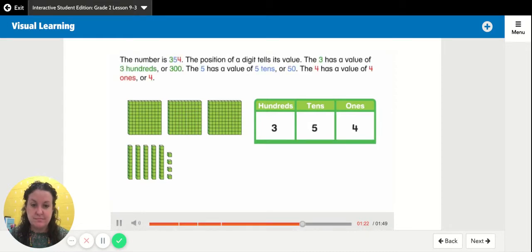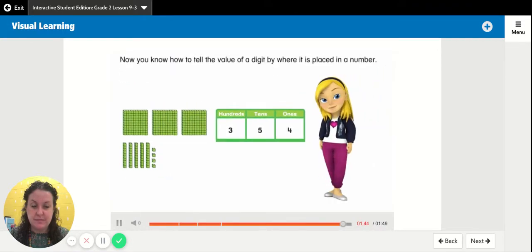The number is 354. The position of a digit tells its value. The 3 has a value of 300, or 300. The 5 has a value of 50. The 4 has a value of 4 ones, or 4. Now you know how to tell the value of a digit by where it is placed in a number. And you can probably relate this to expanded form, because expanded form just tells you all of the values of each digit. So 300, 50, and 4.